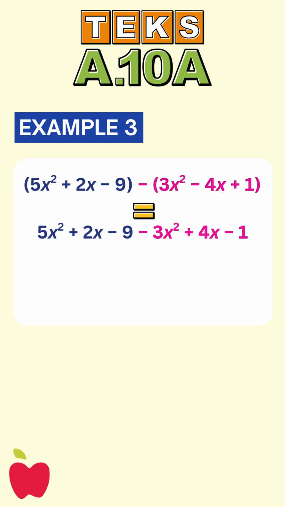Now combine like terms. 5x squared minus 3x squared equals 2x squared. 2x plus 4x equals 6x. Negative 9 minus 1 equals negative 10. So the final answer is 2x squared plus 6x minus 10.